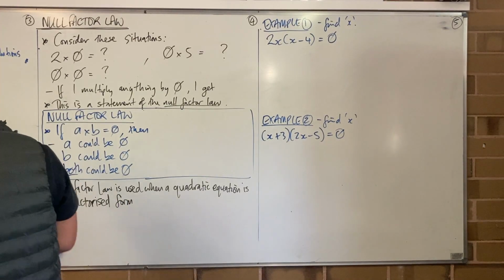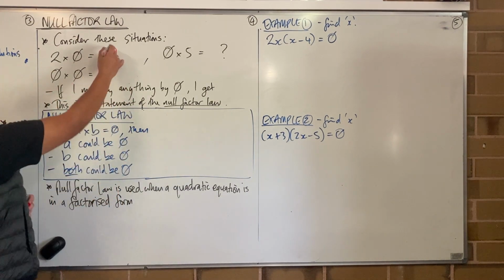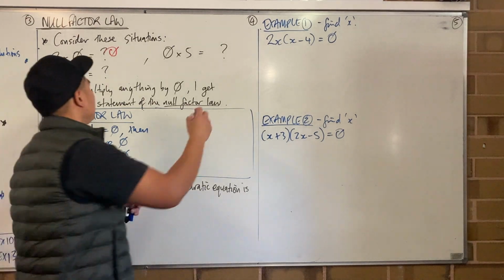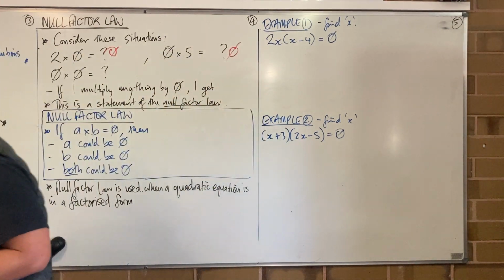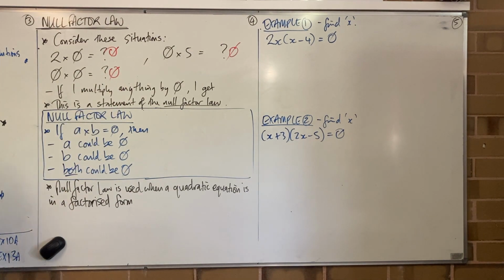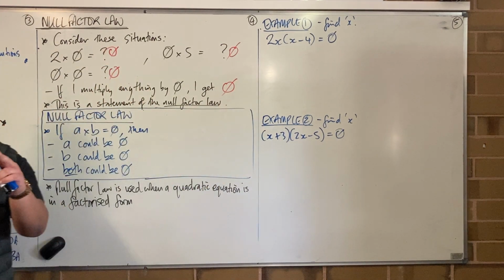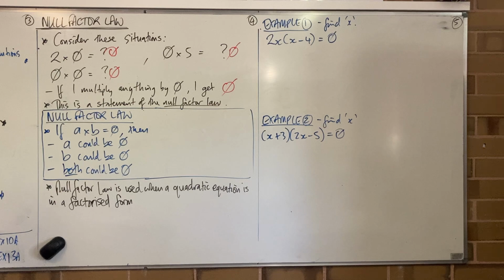Right, the second part after this situation is the idea of null factor law. So I'm going to ask you some questions and you respond to me. If I do 2 times by 0, what's the answer going to be? 0. If I do 0 times by 5, what's the answer going to be? 0. If I do 0 times by 0, what's the answer going to be? 0. What do I prove here? If I multiply anything by 0, I get what? 0. This is a basic statement of the idea of the null factor law.